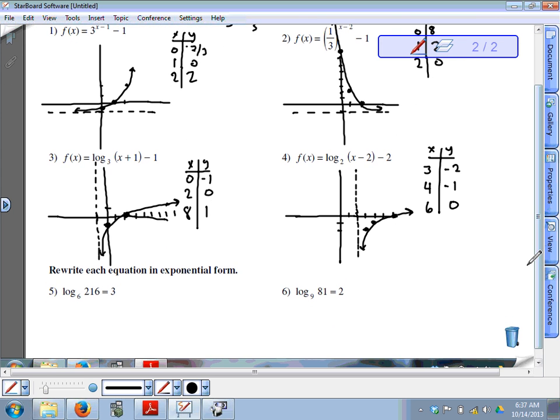Okay, next section is just rewriting logarithmic equations in the exponential form. So to get rid of a logarithm with a base of 6, you use a base of 6 on both sides. That cancels out, so you have 216 equals 6 to the third. Over here, to get rid of a log base 9, you use a base of 9 on both sides. Those cancel out, so you have 81 is equal to 9 squared.